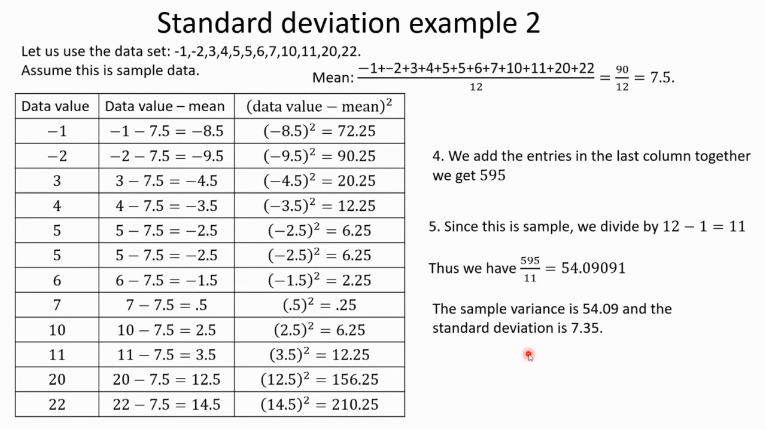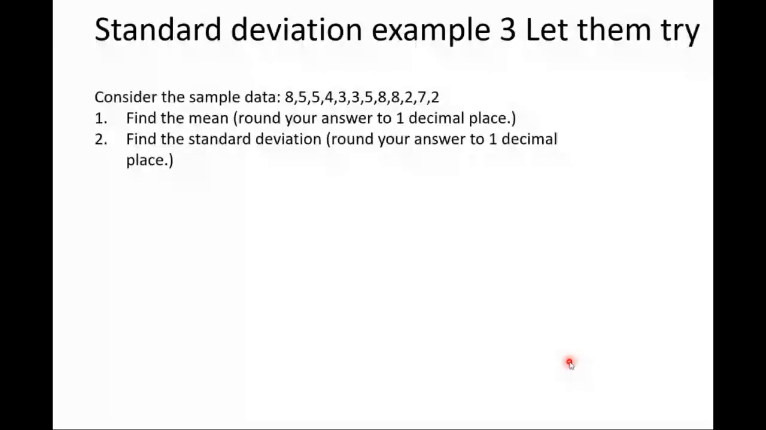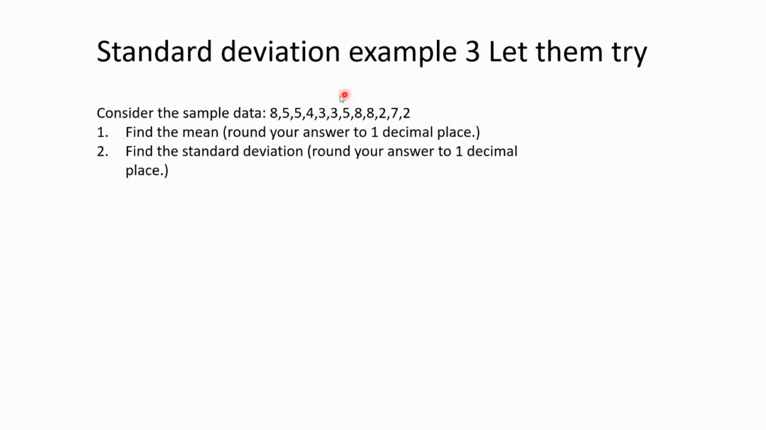Okay, so because I have the next example, I want everyone to try. As before, you have this data, you're going to find the mean. Then you're going to find the standard deviation. I'll give you about 5 to 7 minutes to do both. If you don't finish, that's okay, but I really want everyone to take a shot at it. So let me just stop the recording.